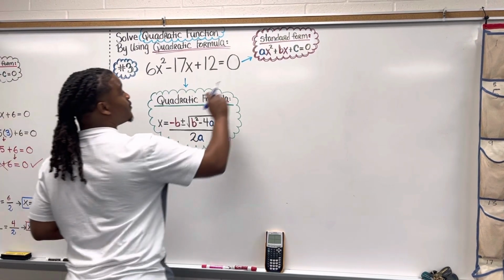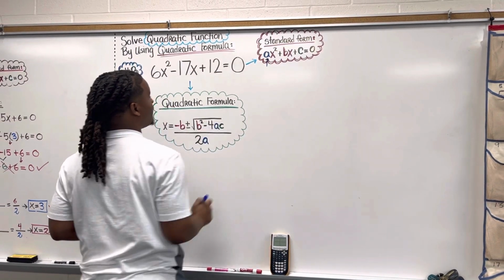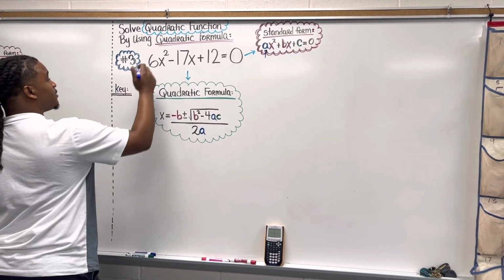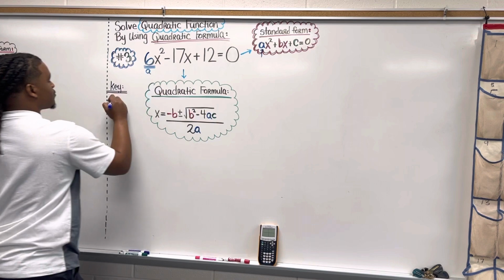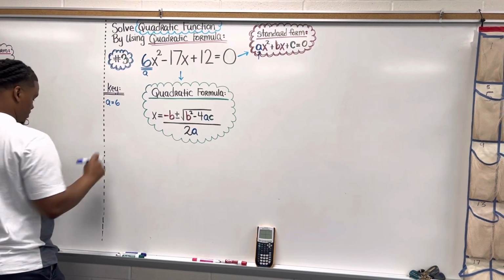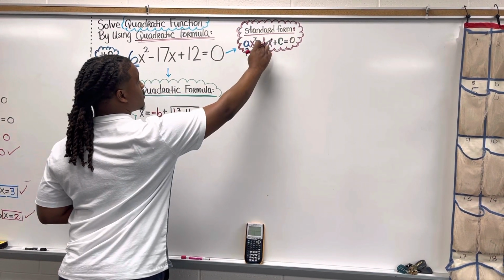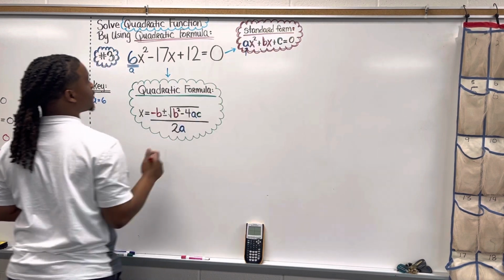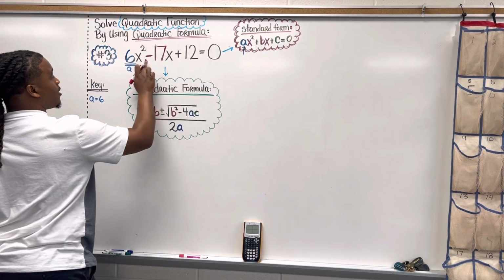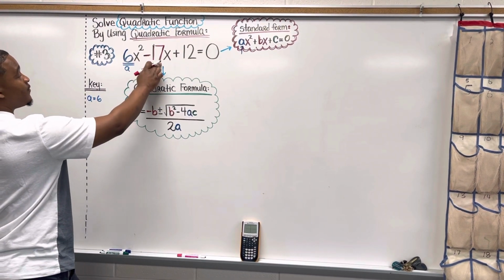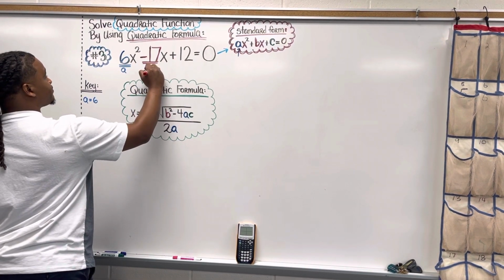If you notice, the variable that is attached to x squared is the a variable. So in this particular function, a equals 6. So in my key, I'm going to put a equals 6. Plus bx, where b represents the coefficient that is attached to x to the first power. In this particular case, it's negative 17. And if there's an operation sign in front of the coefficient, you have to associate that sign with the coefficient, okay? So that is b.